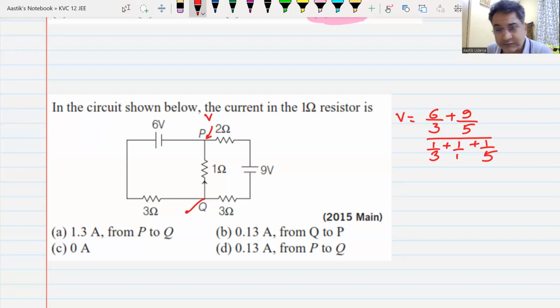Anyone got this? Yes, sir. What is the answer you are getting from this V? Everyone did it this way now? Yes or no? 3 by 23, sir. 50 by 3 by 23. V is coming as 3 by 23. Well done. And what is the value of current coming? 3 by 23 is 0.13.